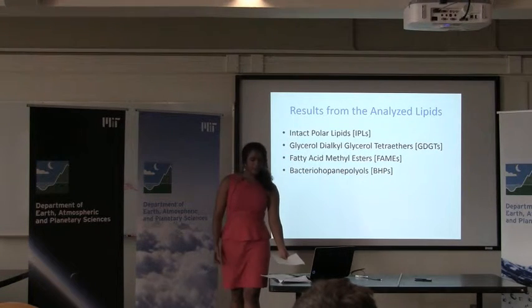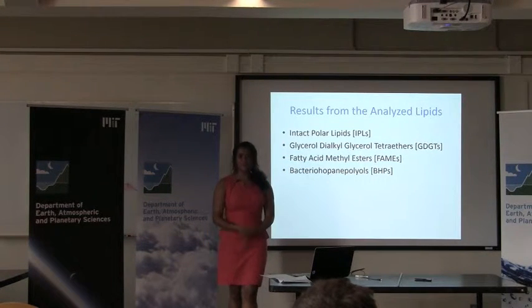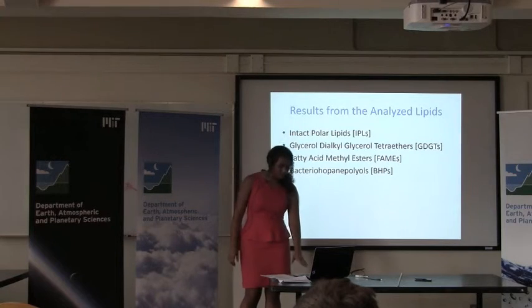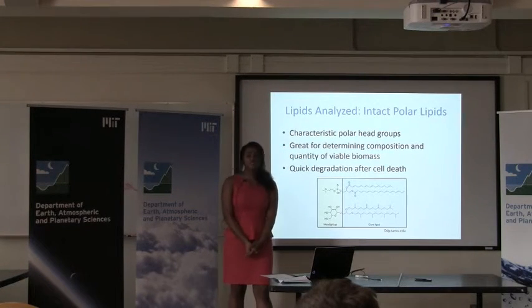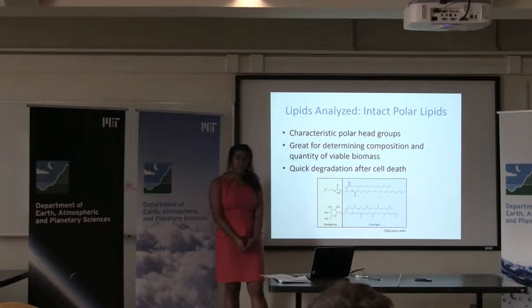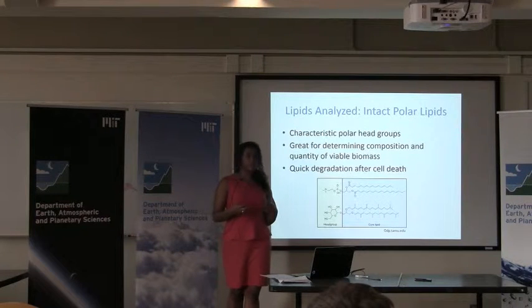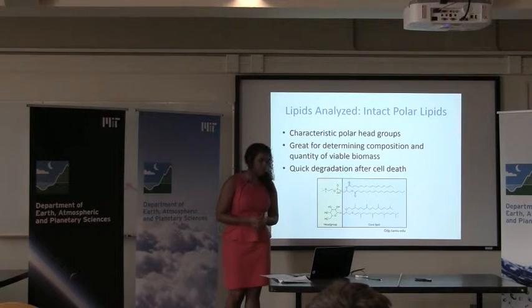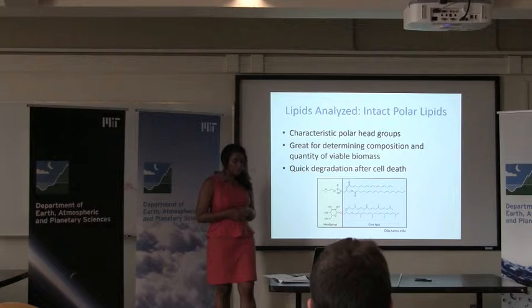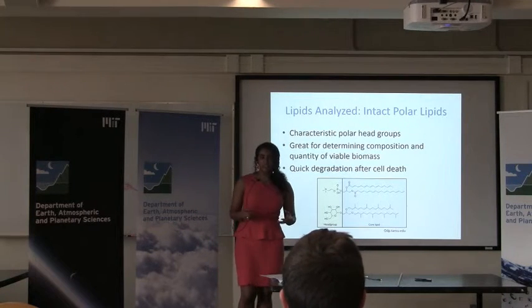So now we'll go into the actual results, now that we understand what everything is, where it's coming from. For the first lipid that I analyzed, that was the intact polar lipids. And these ones, as I mentioned before, have this very characteristic polar head group. They are really great for determining the composition and quantity of viable biomass.